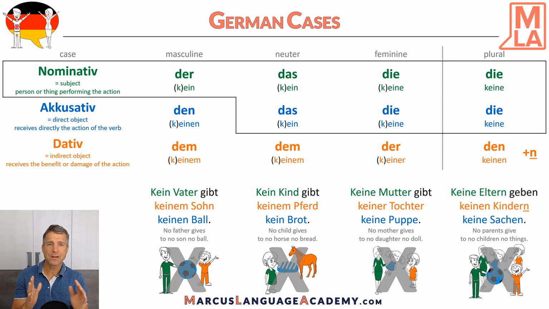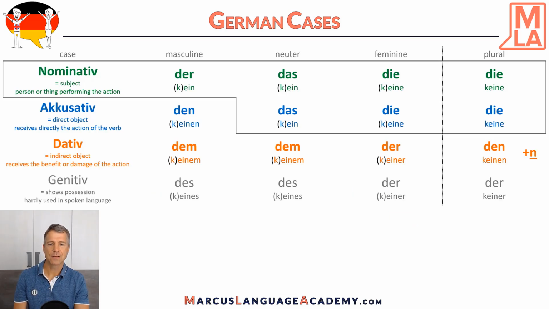So I highly recommend that you use those colors because it helps you to see better what's going on. Okay, and we have also a fourth case, but it's not so widely used, and so in my beginner course I don't talk too much about it. It's called genitive, and just to complete the table, here you have the changes of the article for the genitive case. That's actually a show of possession, but it's hardly used in spoken language. It would be the cat of the woman. So the cat of the woman would be here in genitive.